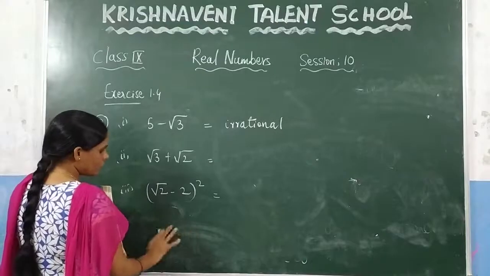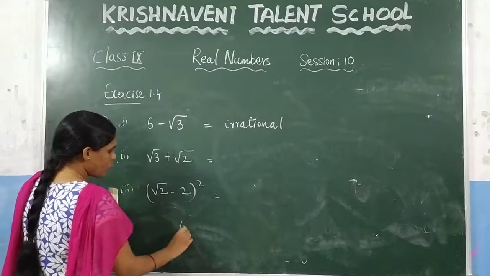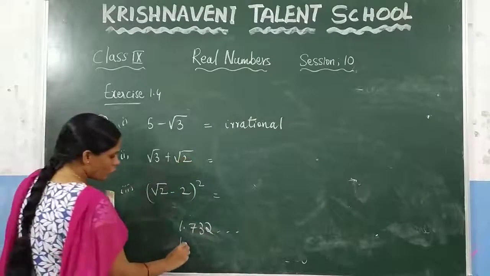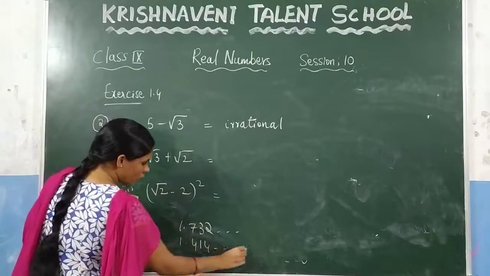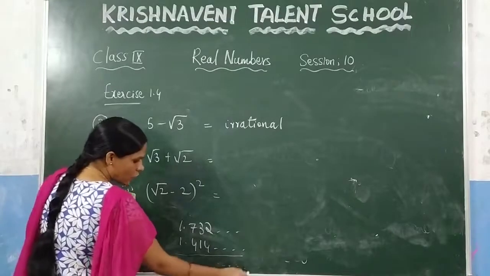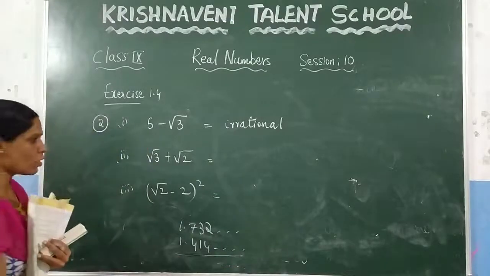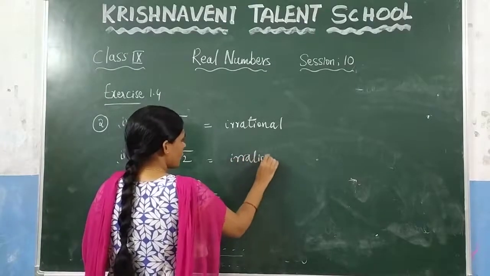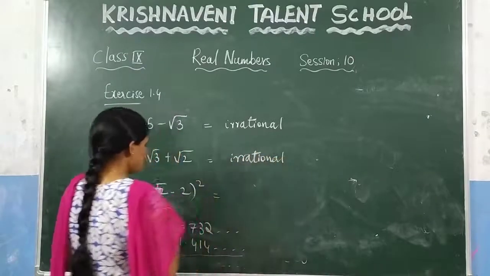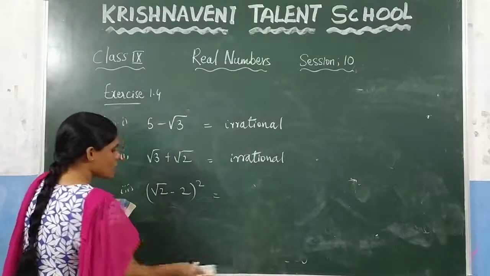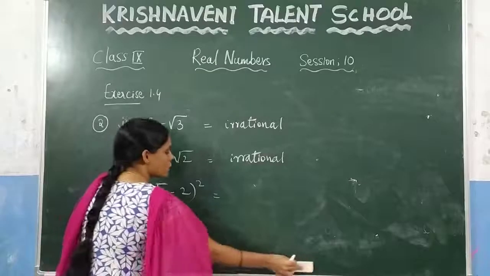What is the value of root 3? It is nothing but 1.732 and so on. And what is the value of root 2? 1.414 and so on. And if you add, you can observe that you will get a non-terminating decimal. So we can say that it is an irrational number. Similarly here, root 2 minus 2 whole square. Now you need to solve this one.